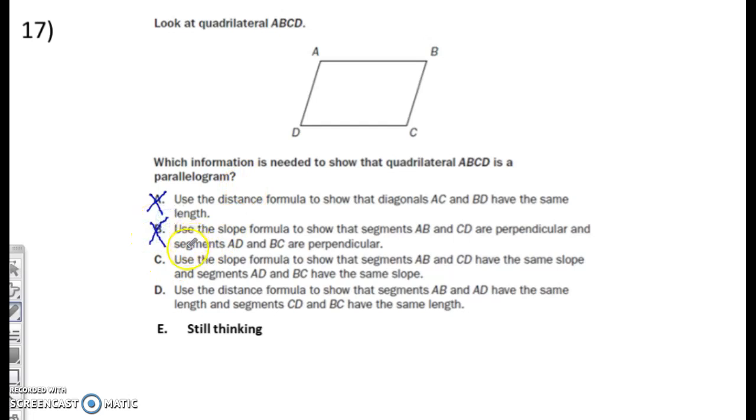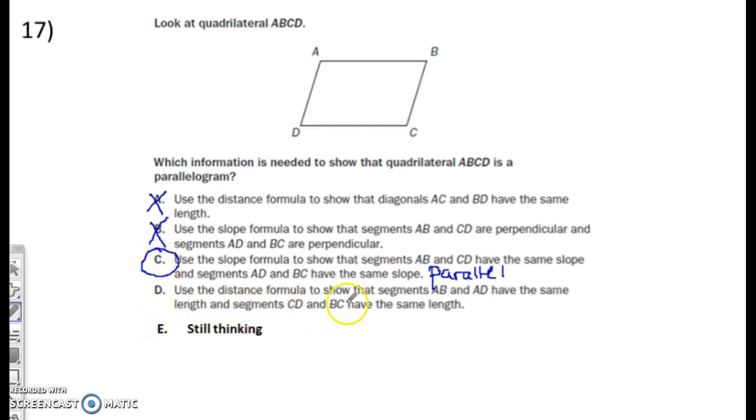Those are parallel. Use the slope formula to show that AB and CD have the same slope, and segments AD and BC have the same slope. Well, that's what it means to be parallel. Parallel means they have the same slope. So even though it doesn't clearly state that the opposite sides are parallel, if they have the same slopes, they are parallel. So that's probably going to be our answer, but let's check D just for good measure.